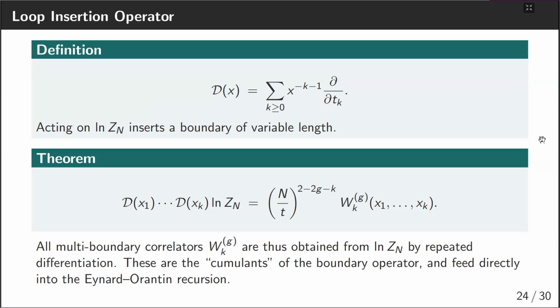So if you repeatedly operate using this operator on log Zn, then you have multi-boundary correlators. You can do a repeated differentiation. So this is a nice relationship.